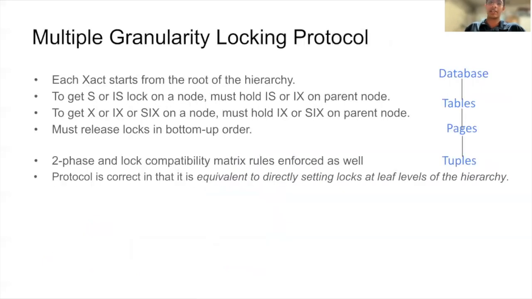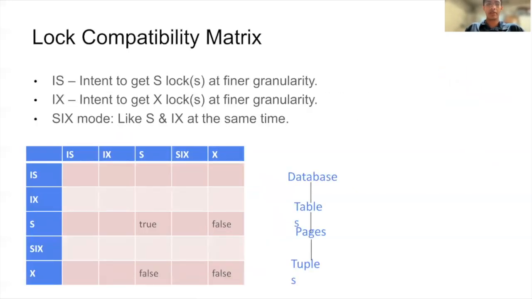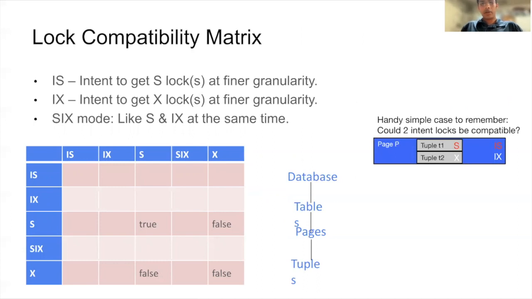And so we can extrapolate that idea. We can basically say what two locks are allowed on any given resource from two different transactions. A simple case to remember, if you can follow my cursor right here, is when can two intent locks be compatible? Well, it's when the explicit locks that they're going to refer to, like the S or the X locks, are compatible as well.